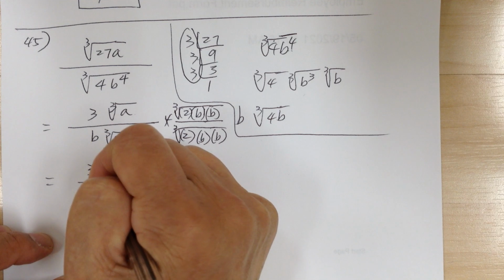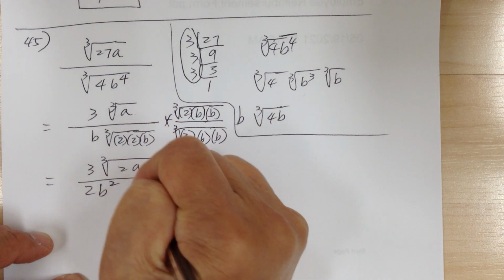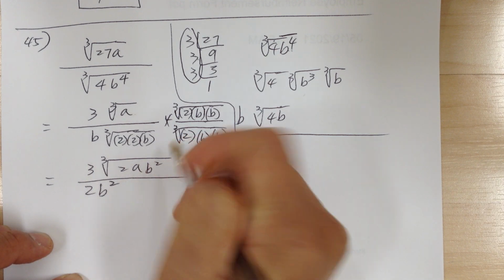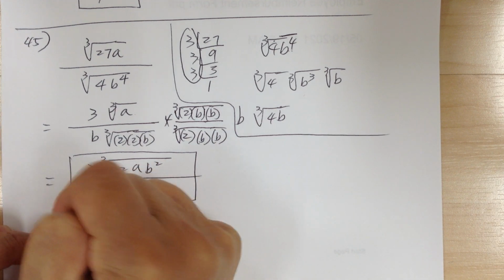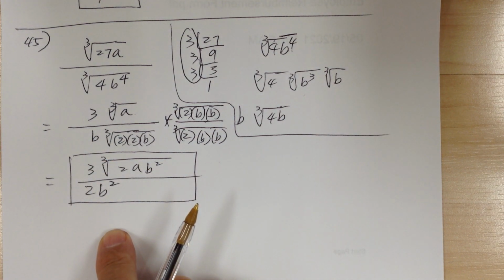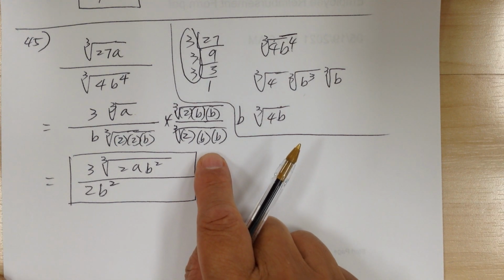On the top, your integer 3 and your radicands are all these, so it would be 2ab squared. So you got 2ab squared. And that's it. So again, you have to keep track of your index so you know how many radicands you need to make an integer.